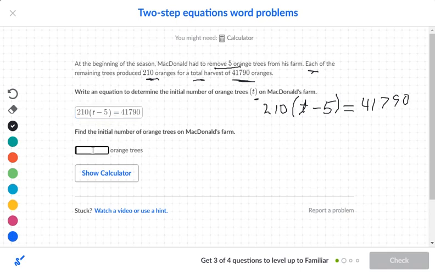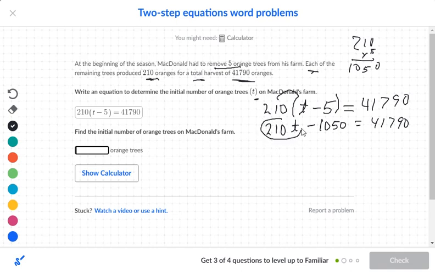Okay, now the next part is we want to go ahead and solve this down. So what you want to do is times through this. So right here we get 210T. Now, the next part we're going to take -5 times 210. So we got our 210 here, and we're just going to times them by 5. So that's 0, this is 5, and this is 10. So this is a negative 1050. So negative 1050, and this is equal to 41790.